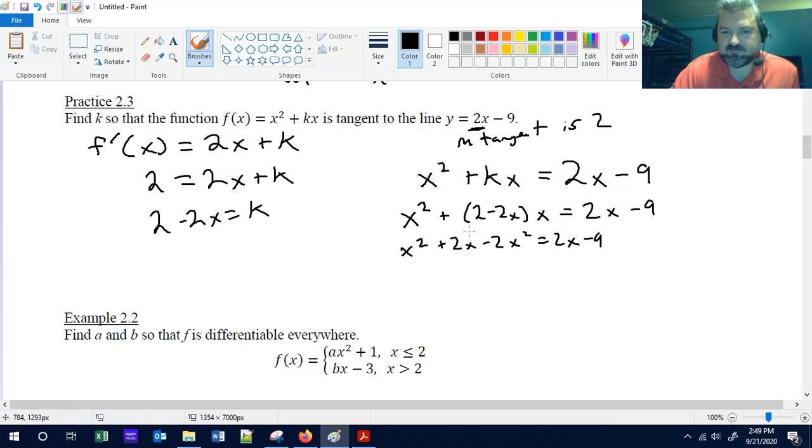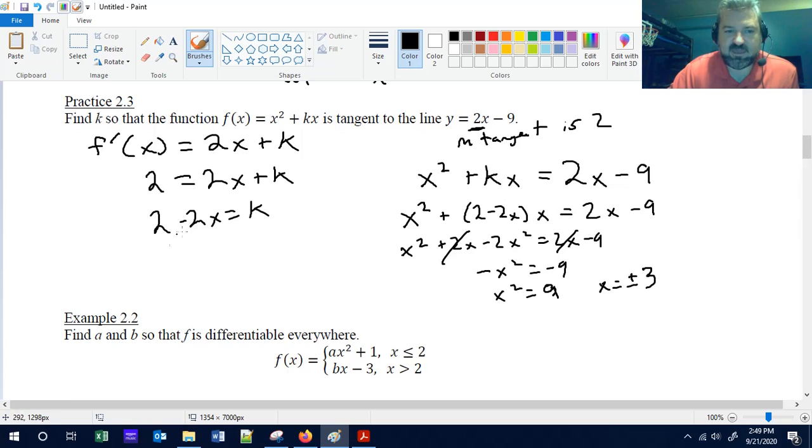Alright, I can subtract 2x from each side. And I get a negative x squared equals a negative 9, so I get x squared is equal to 9. And taking the square root of each side, it's going to give me plus or minus 3. So I found that the x value where this occurs will be at plus or minus 3.